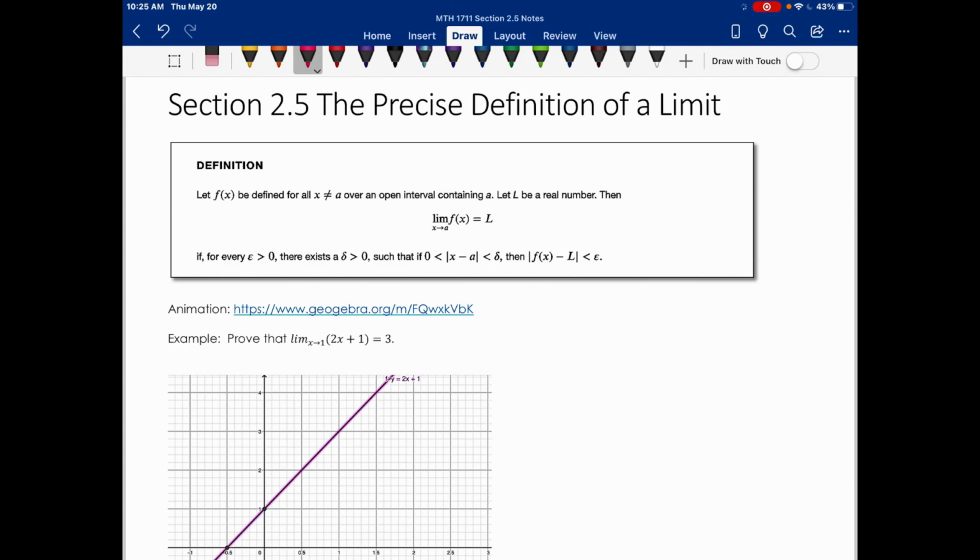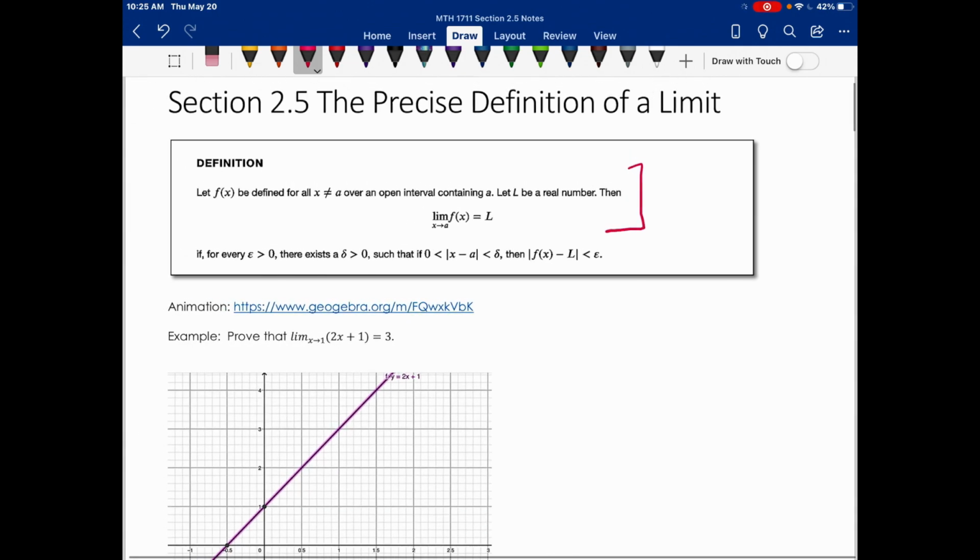this definition. It says, let f of x be defined for all x not equal to a over an open interval containing a, and let L be a real number. Then we have the limit as x approaches a of f of x is equal to L. So up to this point right here, all the definition is doing is introducing to you what the letter a represents, f of x, and L is. Okay, so f of x is the function, a is the x value we're approaching, and L is the limit. And this is pretty easy so far. We've seen this already. So they're just making sure that you understand what these letters mean.